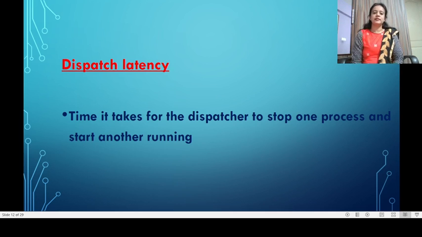Dispatch latency is the time it takes for the dispatcher to stop one process and start another running process. Means this is the time taken by the dispatcher to stop one process and start another running process to allocate the CPU for execution.